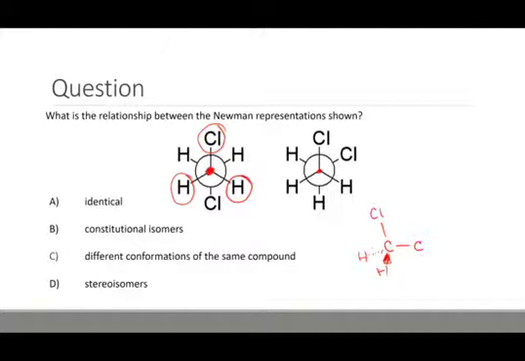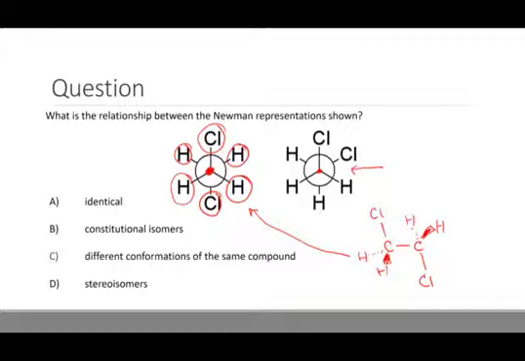Now if I draw these ones on the back carbon, again, our chlorine this time is pointing down in this representation. And then we have a hydrogen coming out at us and a hydrogen going back into the page. So that is this molecule. Now let's draw this molecule.